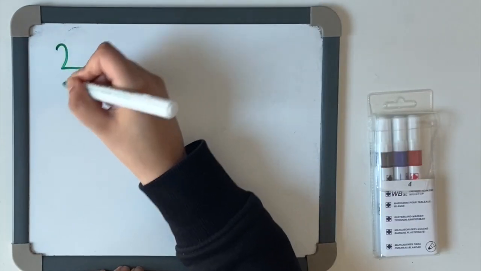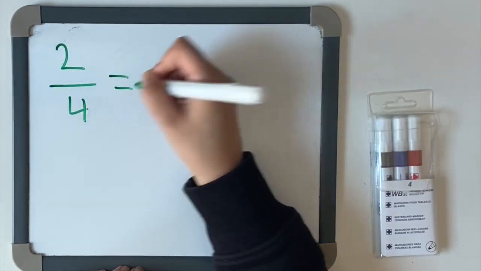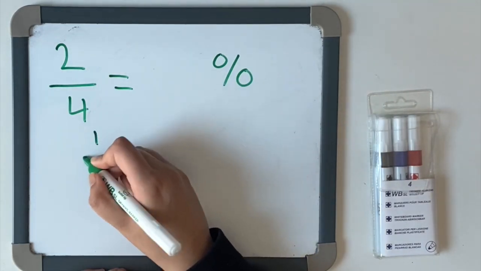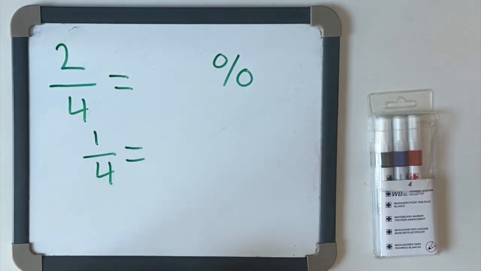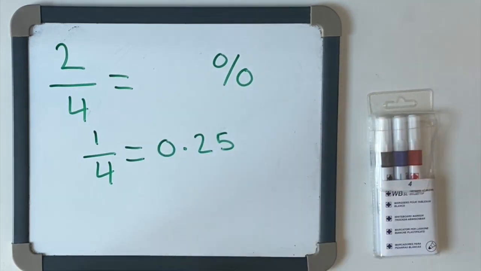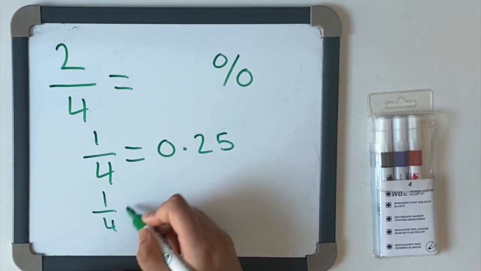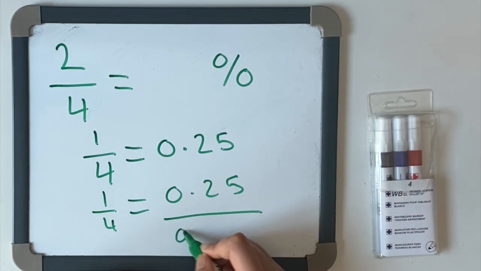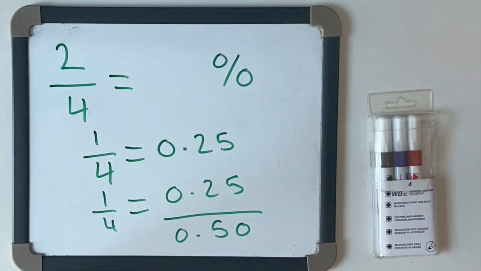Can you convert 2/4 into a percentage? Okay, what is 1/4? We know 1/4 as a decimal is 0.25. We are now going to double it up. We're going to add another quarter to make it into 2/4, 0.25. So the answer is 0.50, which is half.